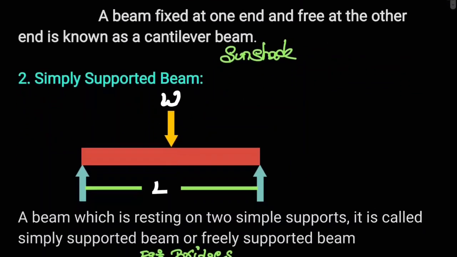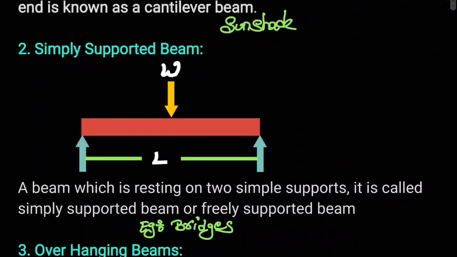Number 2. Simply supported beam. A beam which is resting on two simple supports is called a simply supported beam or freely supported beam. Examples are bridges. There are two conditions of equilibrium, namely the sum of the forces acting vertically downwards must be equal to the sum of the forces acting vertically upwards, and the total moment of the forces acting on a beam must be 0. A simply supported beam is one that rests on two supports and is free to move horizontally.